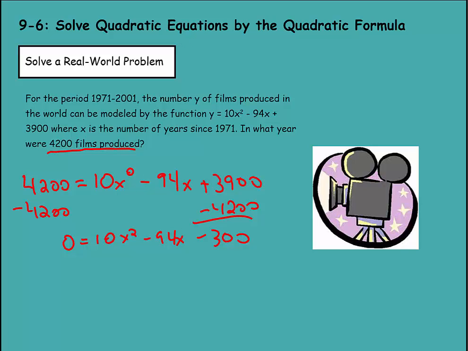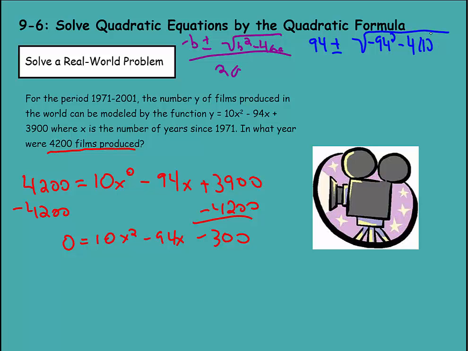So we have our formula of negative b plus or minus the square root of b squared minus 4ac over 2a. So if we plug in our numbers, negative b would be positive 94, and that's plus or minus the square root of negative 94 squared minus 4 times a, which is 10, times c, which is negative 300. And that's going to be over 2a, which is 2 times 10.